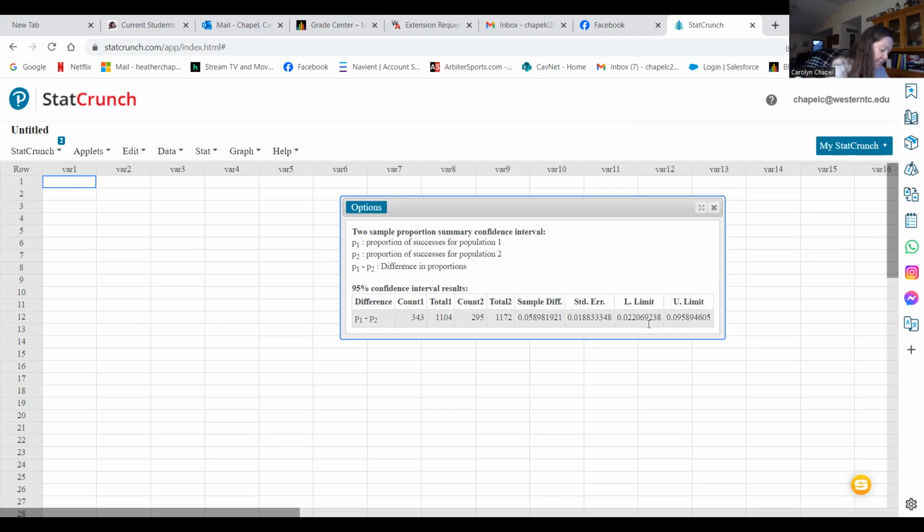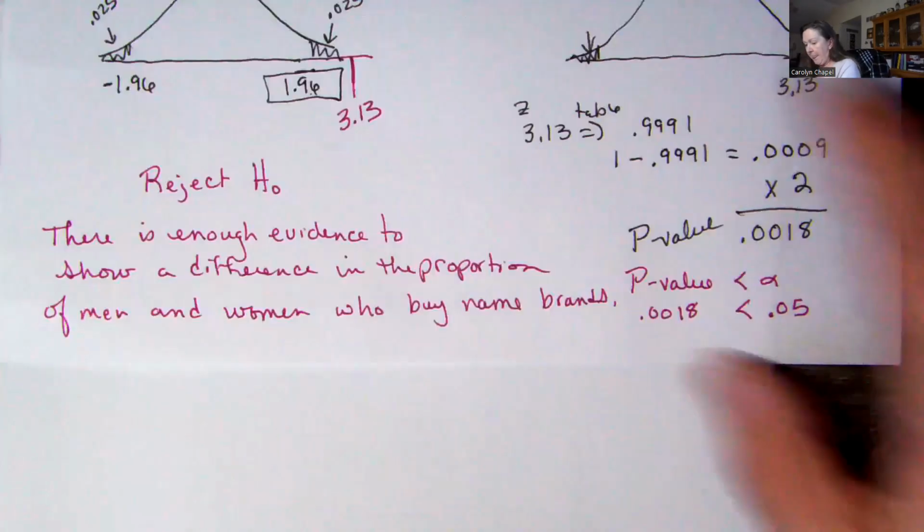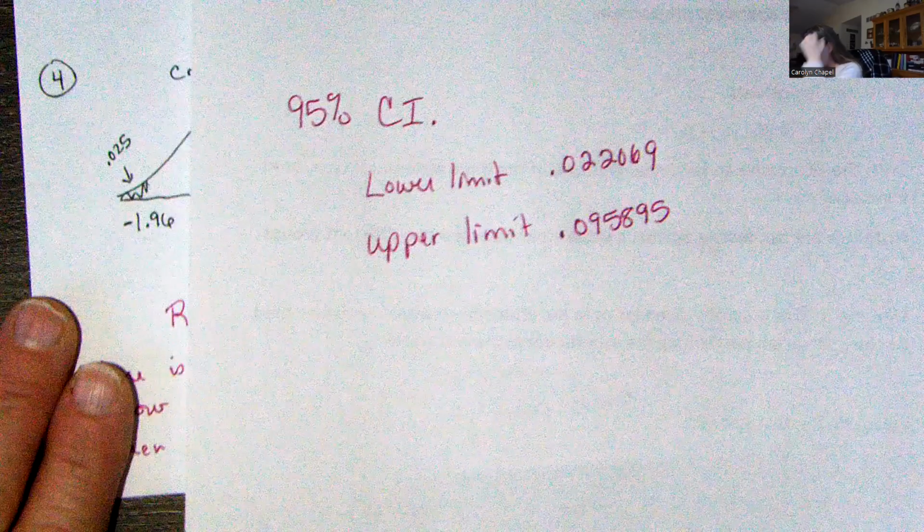There's my lower limit. I'm writing these on my sheet here, and my upper limit. Okay, lower limit of 0.022069, close. And upper limit of 0.095895. And I think that's all I needed. Okay, so I'm going to go back to my guided notes, or the work that I was doing. And there was that confidence interval.